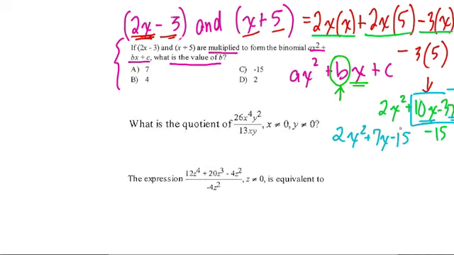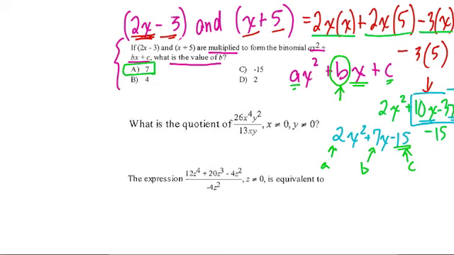So here, the c term, which they don't want, but that's the c term right there, is negative 15. The a term is 2. You can see it right here. There's the a and the c. The b term is right here. So in this case, b is 7.